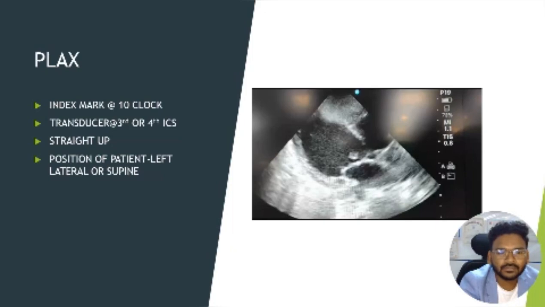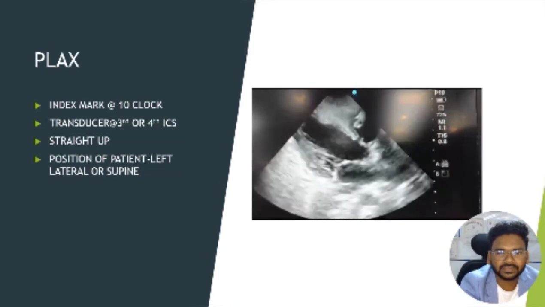So first we will see the first view, that is the parasternal long axis view. In this view we have to keep the index mark at the 10 o'clock position or towards the right shoulder, and the transducer should be at the third or fourth intercostal space, and it should be straight up, and the patient should be in left lateral position or in supine position. So this is the parasternal long axis view.